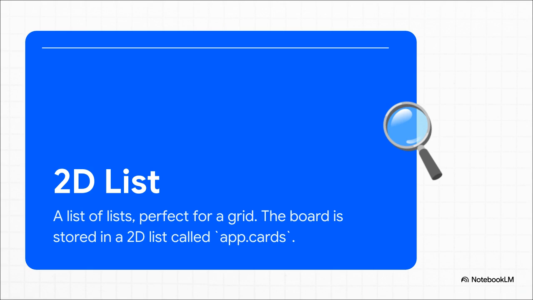The answer is something called a 2D list. And honestly, the easiest way to think about this is like a spreadsheet. You know, it's got rows, it's got columns. This structure is absolutely perfect for any kind of grid, whether it's tic-tac-toe or even chess. So for our game, we're going to store the entire board in a 2D list we'll call app.cards.